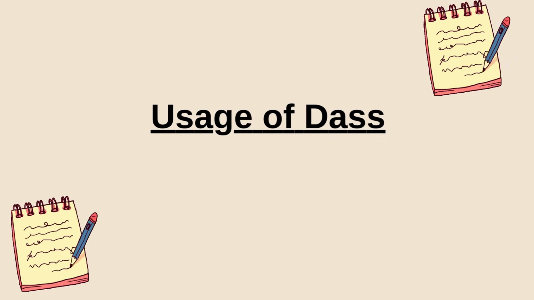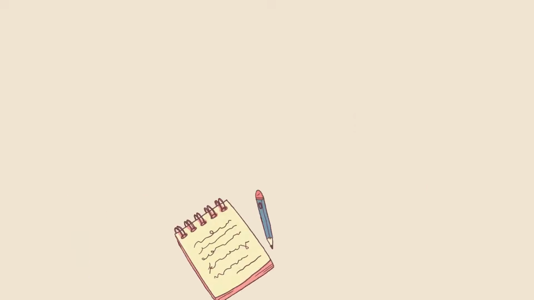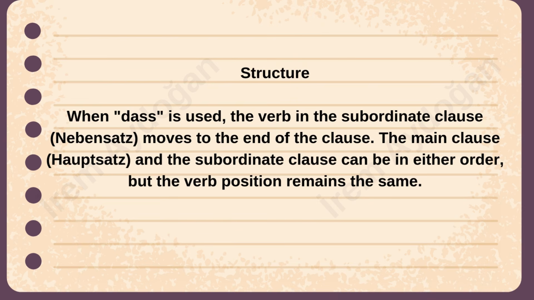The usage of dass. Dass means that in English. Let's check first the structure of dass and then the examples. The structure is, when dass is used, the verb in the subordinate clause, I mean Nebensatz, moves to the end of the clause, and the main clause, I mean the Hauptsatz, and the subordinate clause can be in either order, but the verb position remains the same, just like the others.